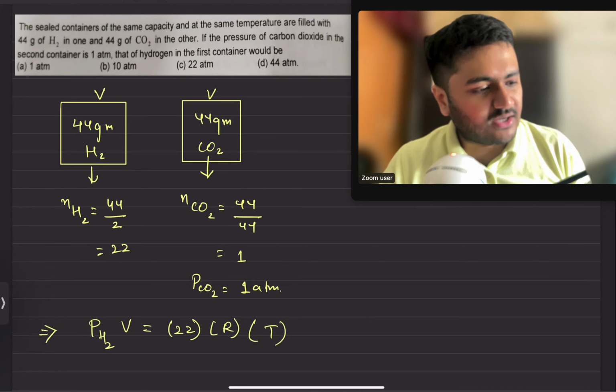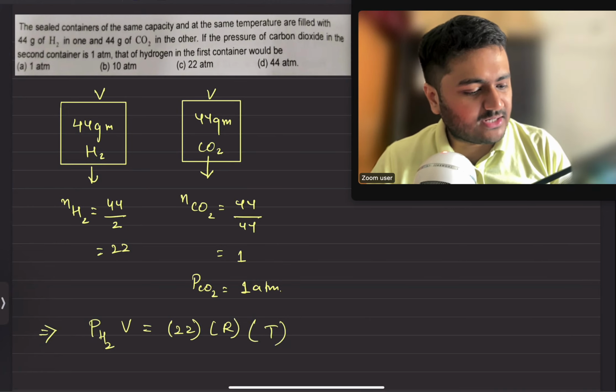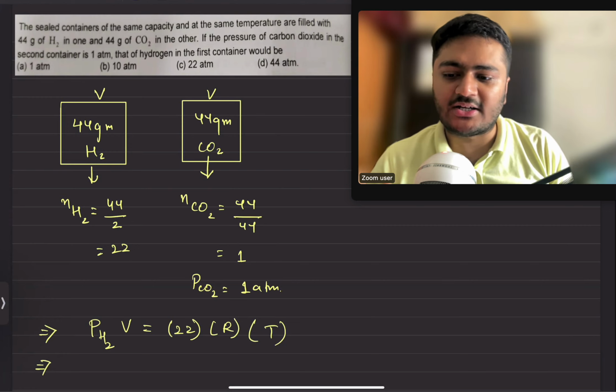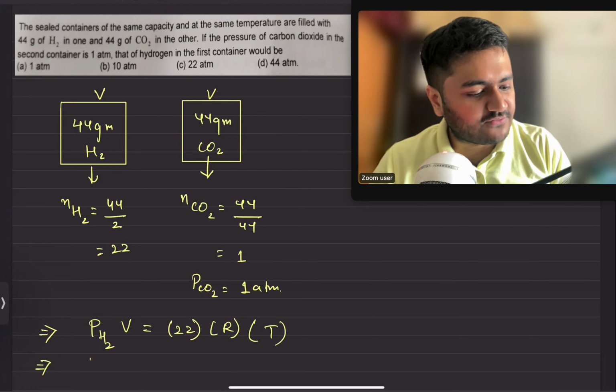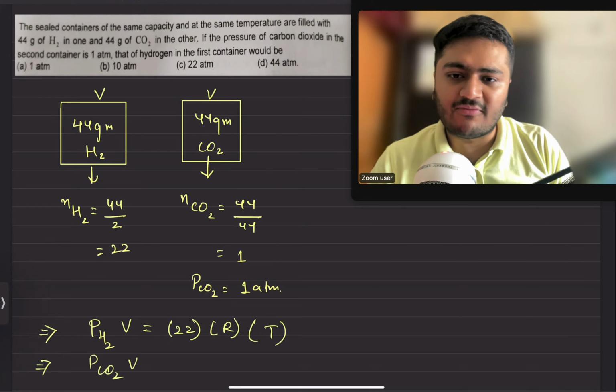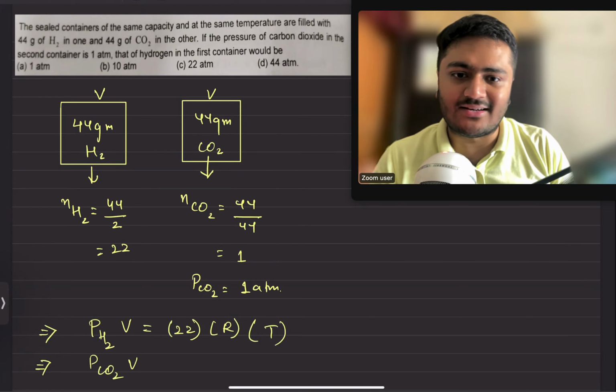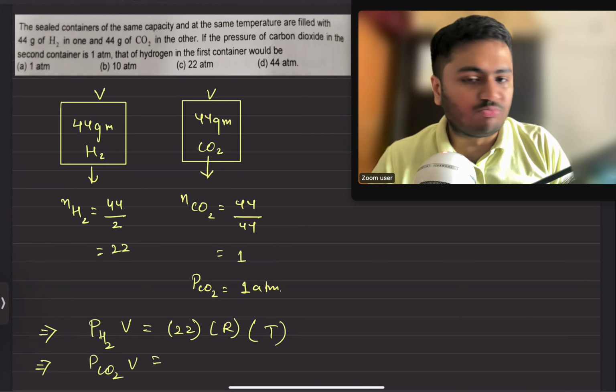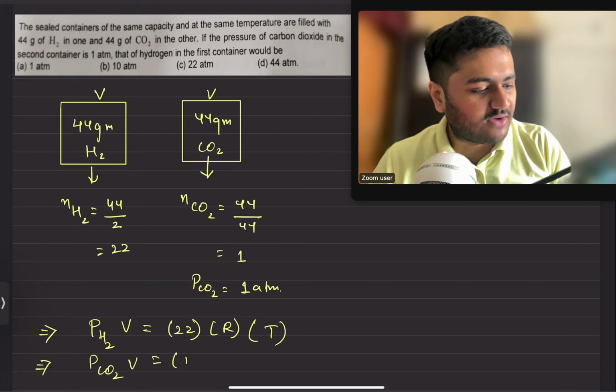Let's talk about the second container. If I apply PV equal to nRT on the second container, it will be the pressure of CO2 times the volume of the container. The volume of both containers is equal. This will be equal to moles of CO2, which is 1, times R times T.